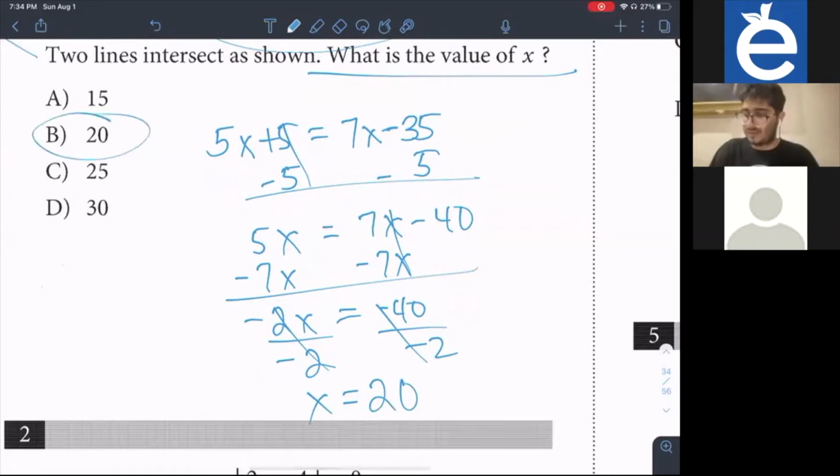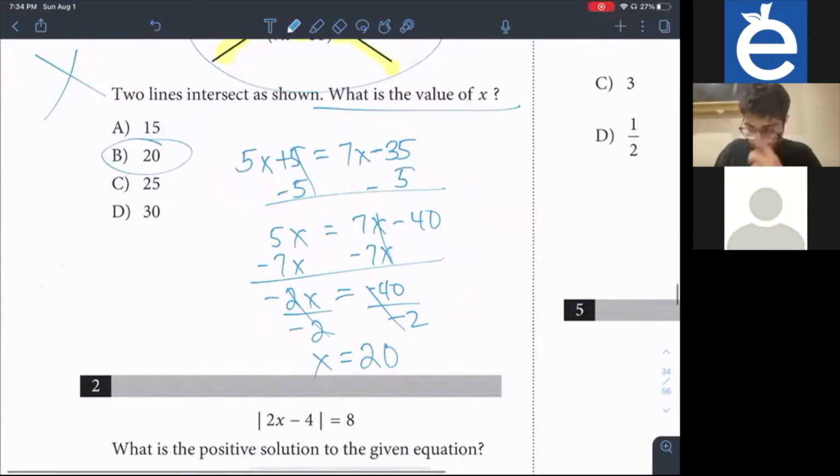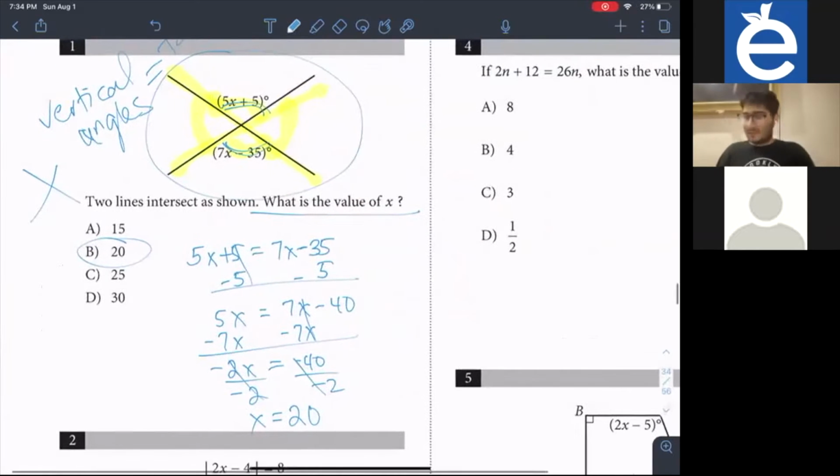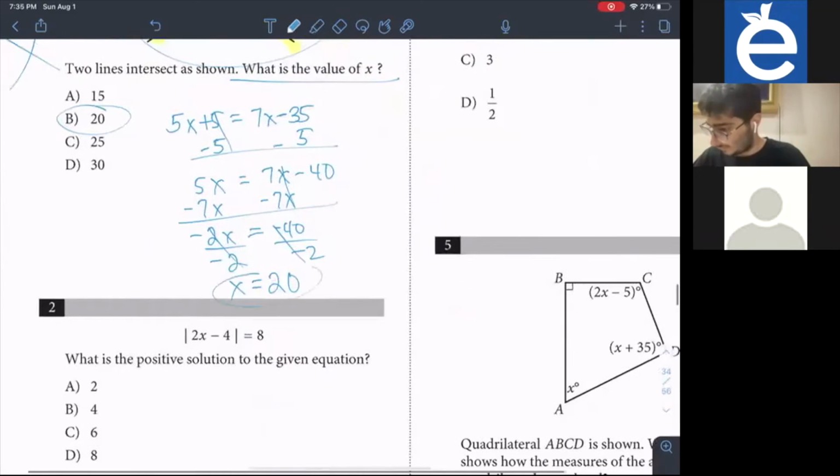Your answer is choice B. So make sure for vertical angles, you have the x form, and then you have to make sure that vertical angles are equal to each other. So x is equal to 20.